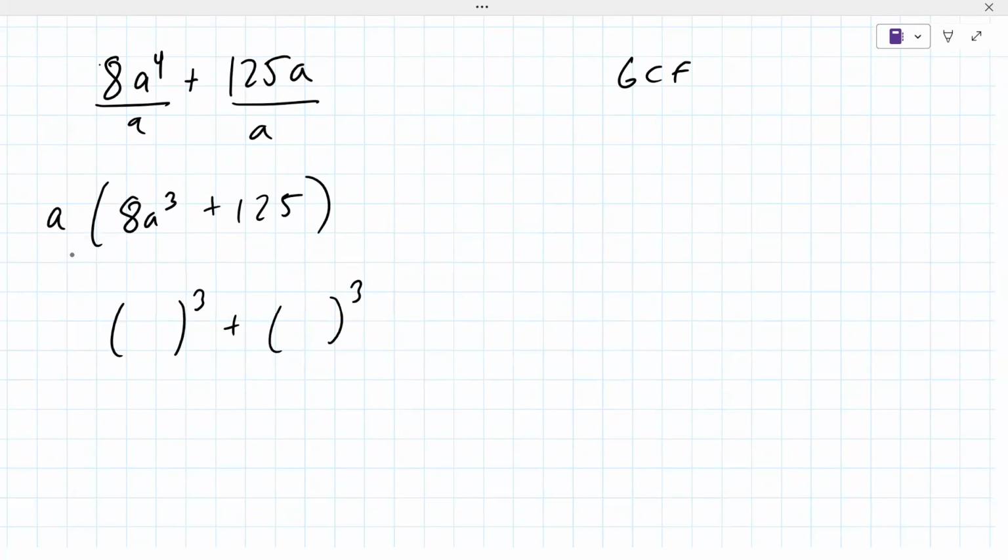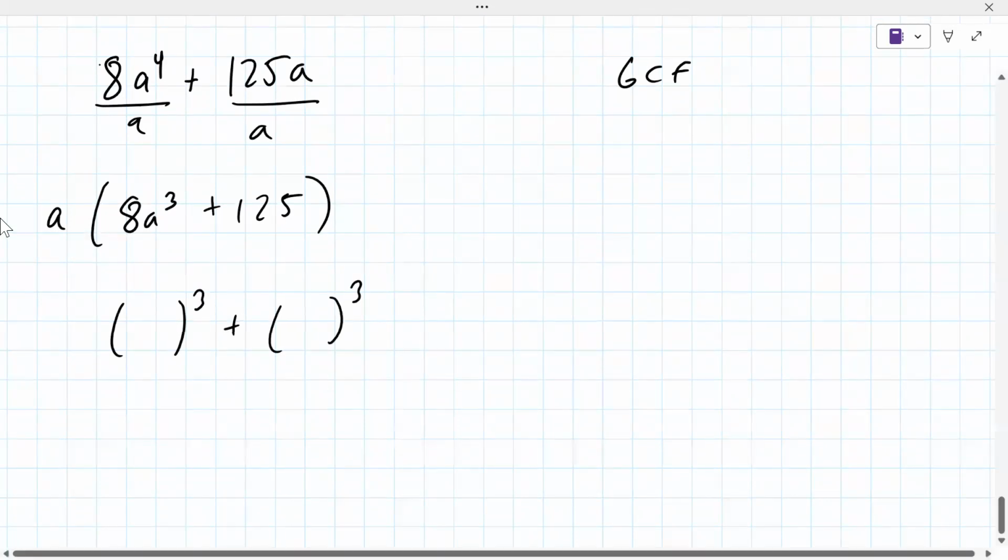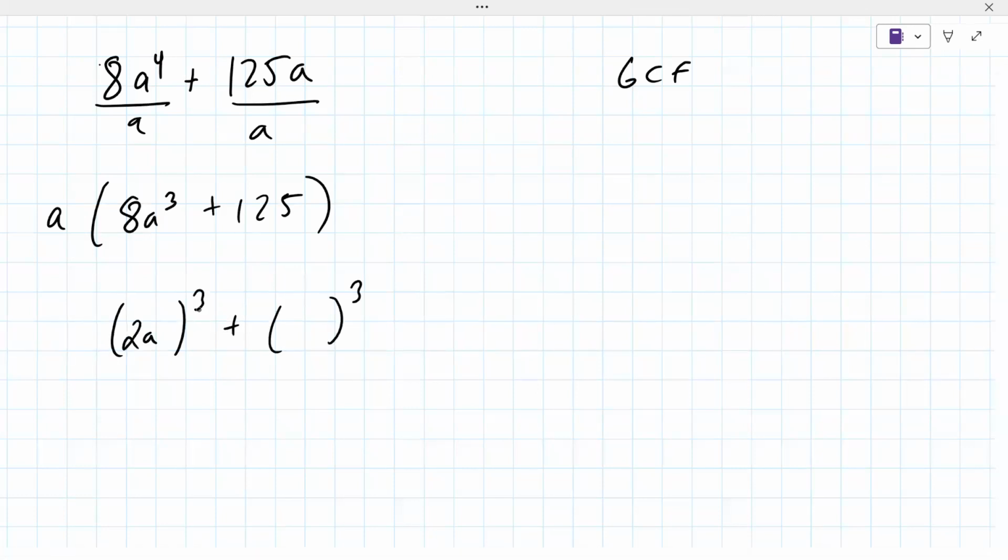You got to figure out what cubed plus what cubed goes next here. So what goes in parentheses? 2a. Good. And for the other one? 5. All right. So now this is what I'm calling big A, and this is your B.